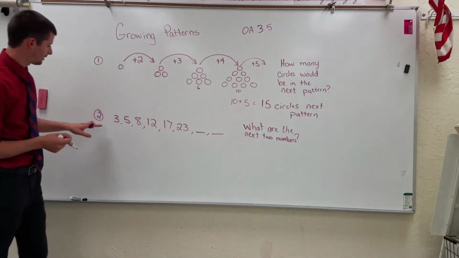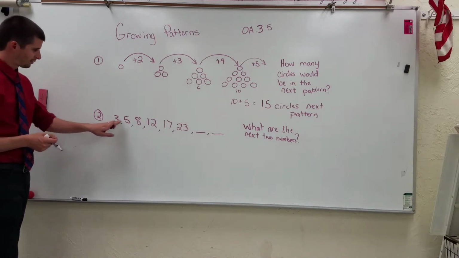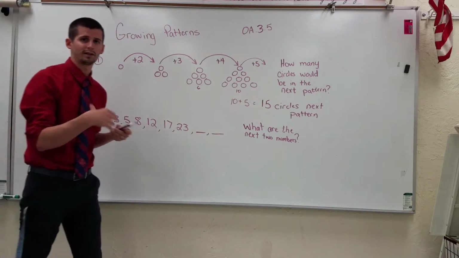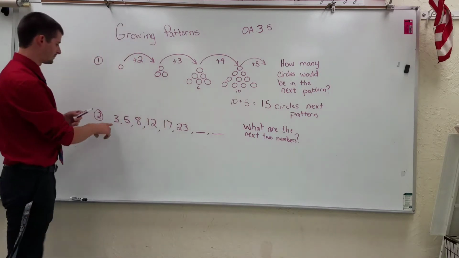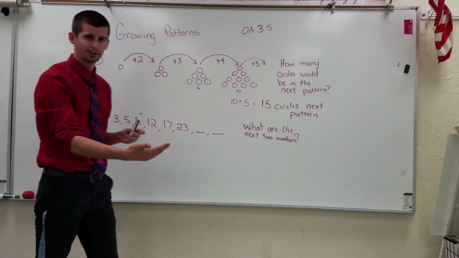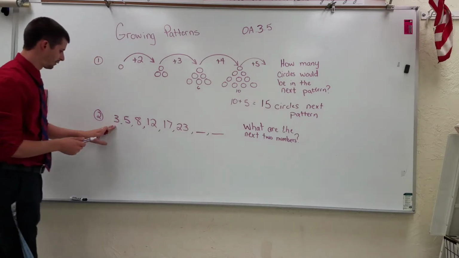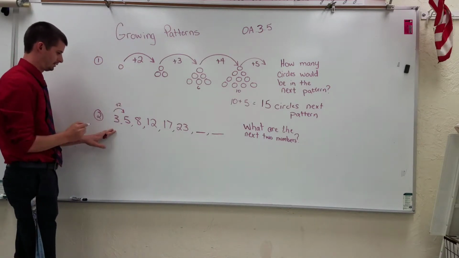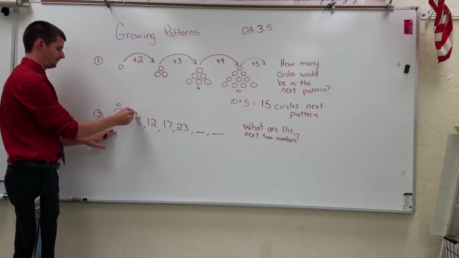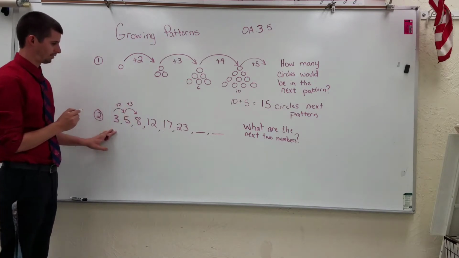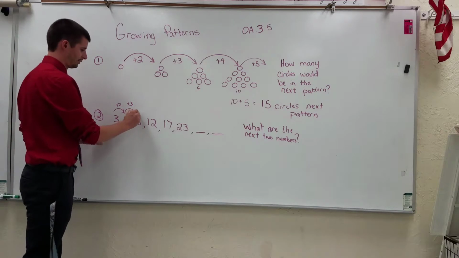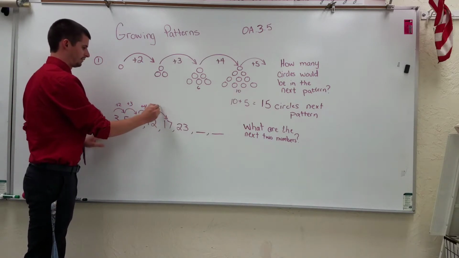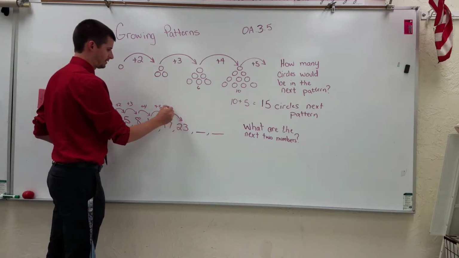All right, so now looking at it with numbers. I have 3, 5, 8, 12, 17, 23. Again, I'm increasing, I'm getting larger, but I know I'm adding something different each time. Going from 3 to 5, I see that I added 2. Going from 5 to 8, I added 3. I can see where this is going. From 8 to 12, I added 4, here I added 5, here I added 6.